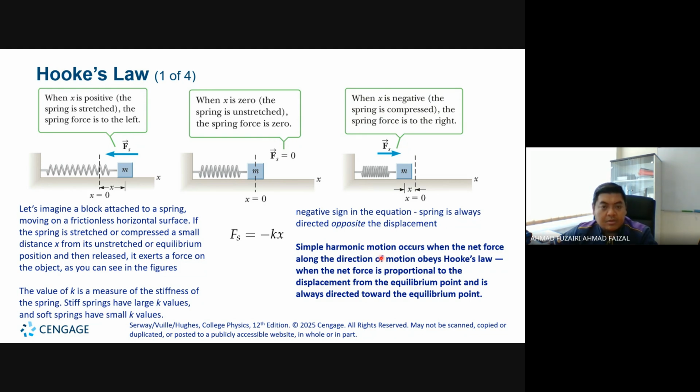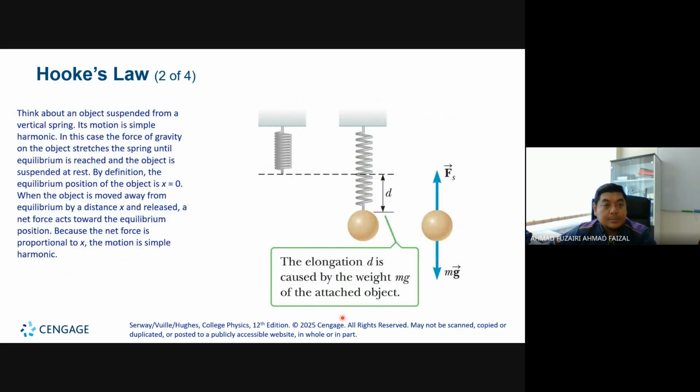So sometimes when you want to find it on YouTube, go find SHM, simple harmonic motion. This topic is all about it. So what is simple harmonic motion? Simple harmonic motion occurs when the net force along the direction of motion obeys Hooke's law, where the net force is proportional to the displacement from the equilibrium point and is always directed toward the equilibrium point. That is what I meant by simple harmonic motion.